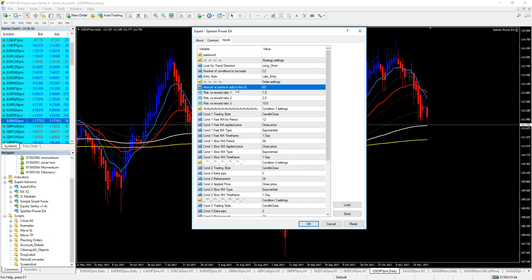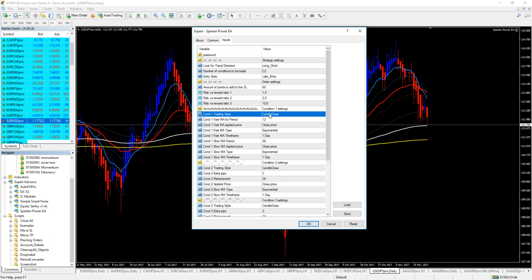The amount of points to be added to the stop loss is basically the EA will look for the lowest point in the 1 to 3 parameter, and it will add to that lower point 60 points or 6 pips, whatever you want to see it. Okay, so this is in points, not in pips. Then you have your conditions. So here's your condition 1 marked by this crossover all the time.